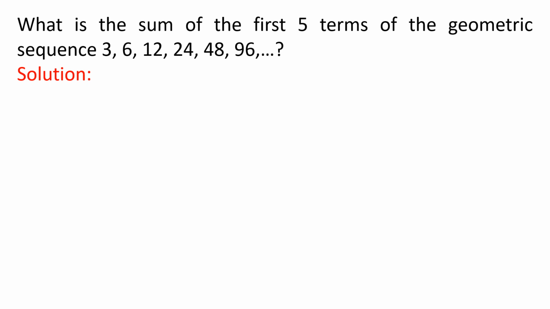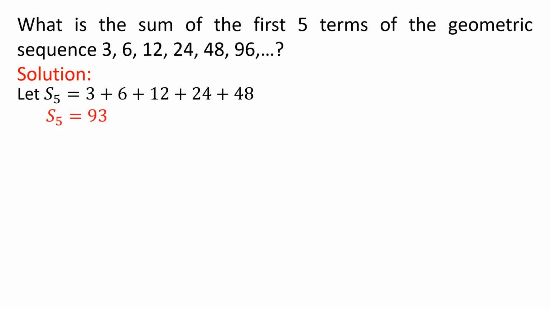The first solution that we have is this one. Let S sub 5 be equal to 3 plus 6 plus 12 plus 24 plus 48, since we need only 5 terms in the problem. The total of that is 93. So what if we are going to use the formula?